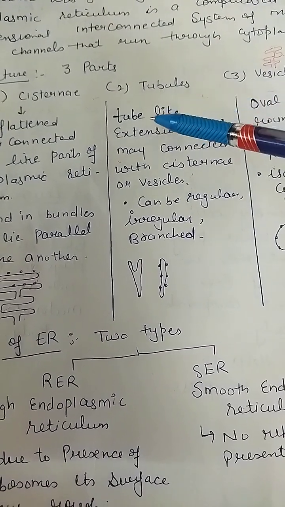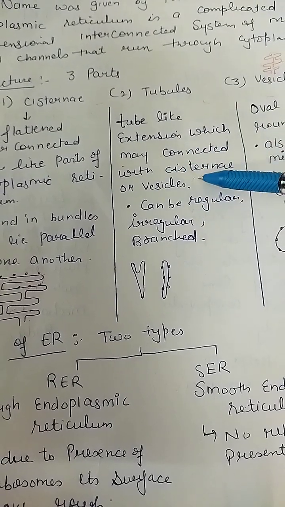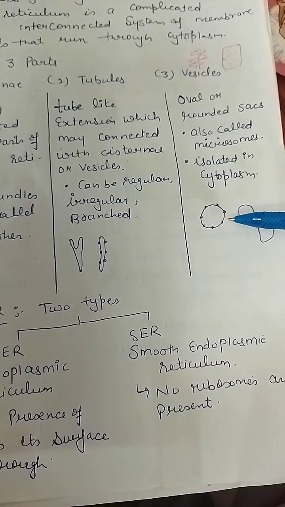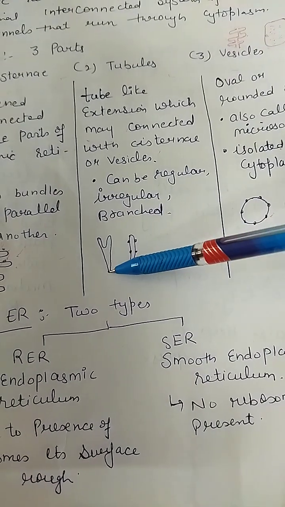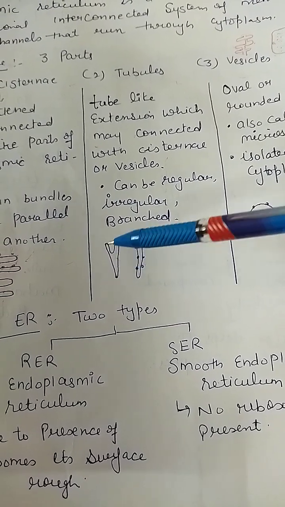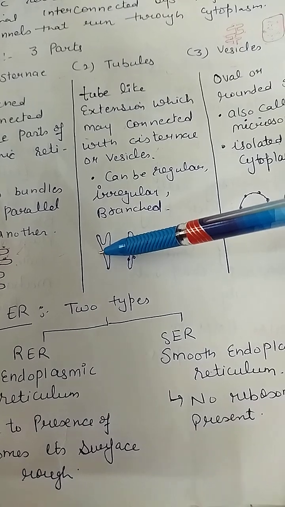Tubules, what are the tubules? These are tube-like extensions which may be interconnected with the cisternae. These may be connected with cisternae or with the vesicles. They can be regular, branched or irregular.